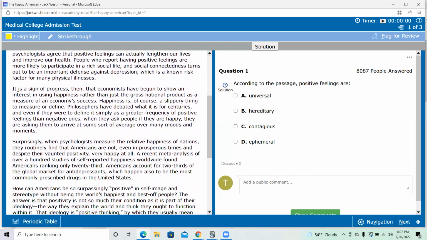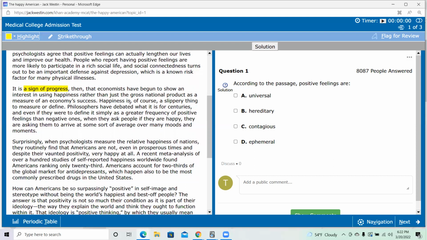Let's keep going. It is a sign of progress then that economists have begun to show an interest in using happiness rather than just the gross national product as a measure of economy success. The fact that he said it is a sign of progress means that he's giving his approval to this, right? He's approving that, oh, people are taking more of an interest in happiness. That's good. That's a sign of progress.